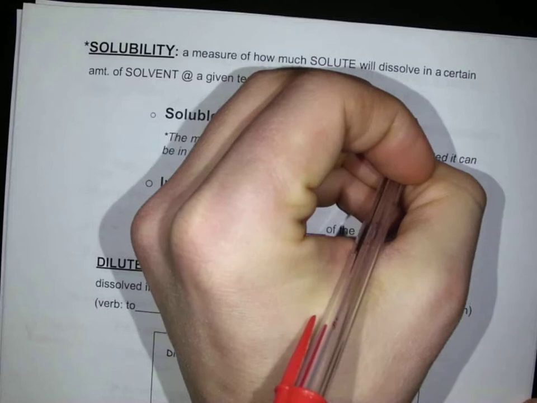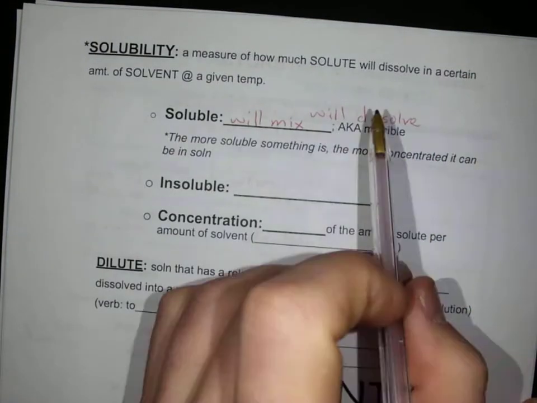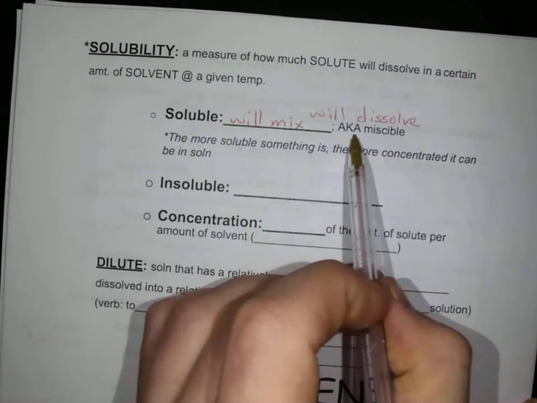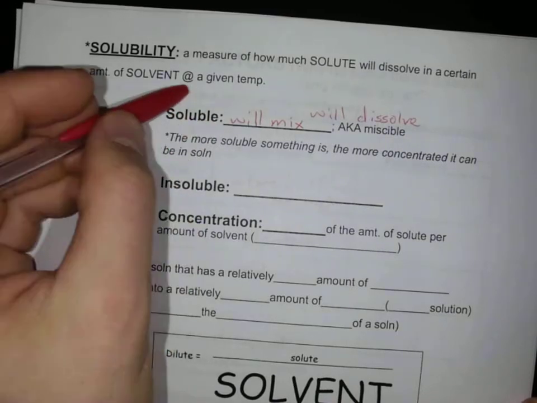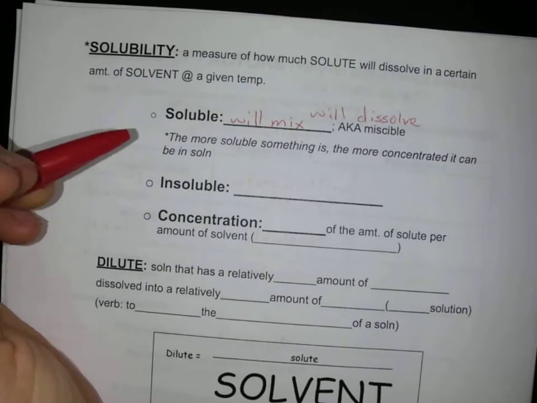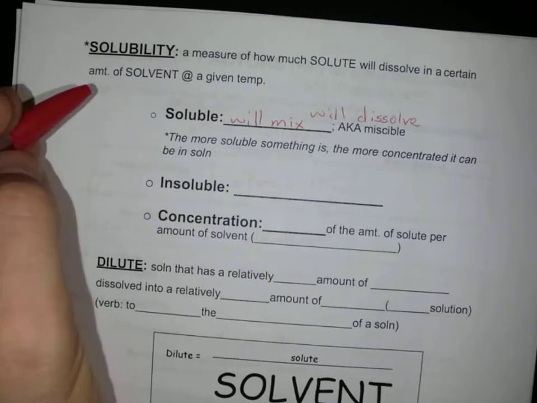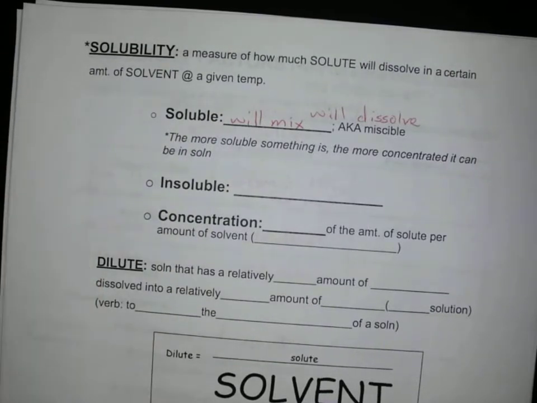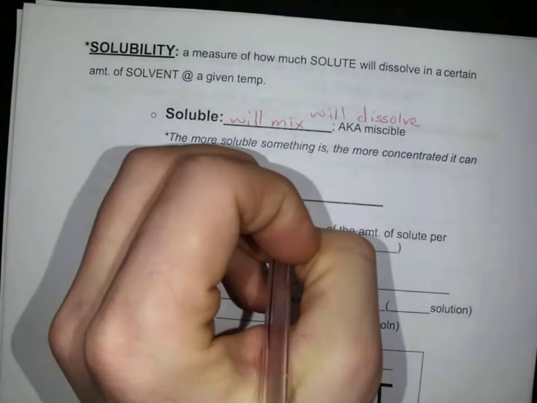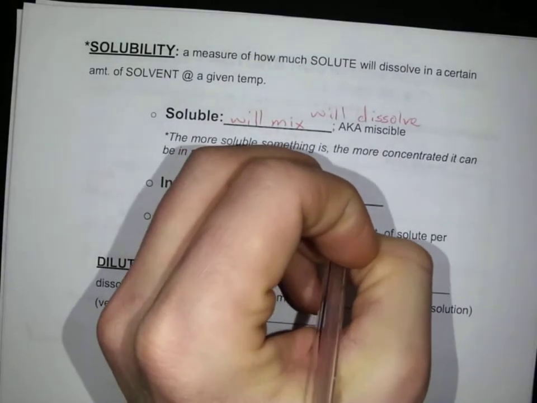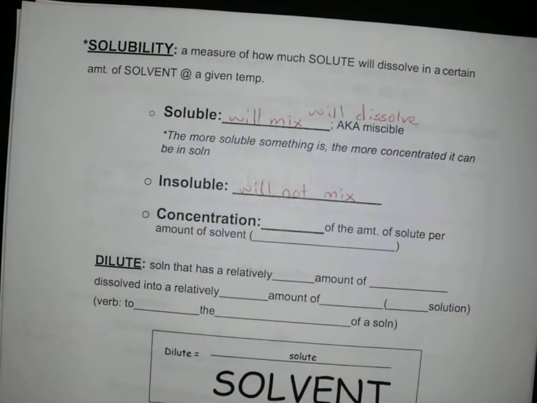When we talk about two liquids, that's when we talk about something that's miscible. But if we have a solid or a gas mixed into a liquid, that's when we talk about solubility. And we're going to say, is something soluble or insoluble? Insoluble is just the opposite. It will not mix.